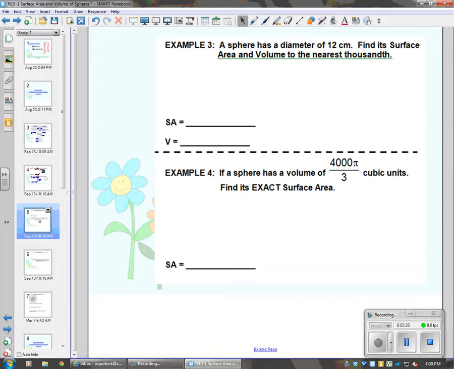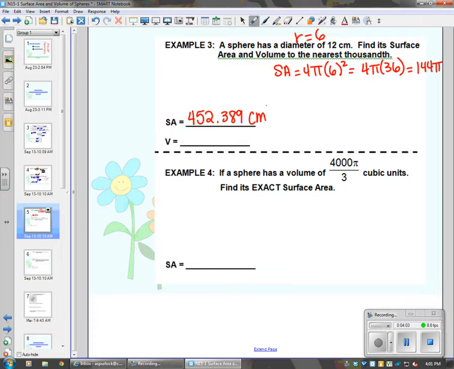Now in example 3, we're asked to round to the nearest thousandth. Here's what we know. A sphere has a diameter of 12. If the diameter is 12, that means the radius has to be 6. We're asked to find both the surface area and the volume. Surface area is 4 pi r squared, so 4 pi times 6 squared gives us 4 pi times 36, which is 144 pi. We could type that in the calculator to round to the nearest thousandth, and I got 452.389 centimeters squared.